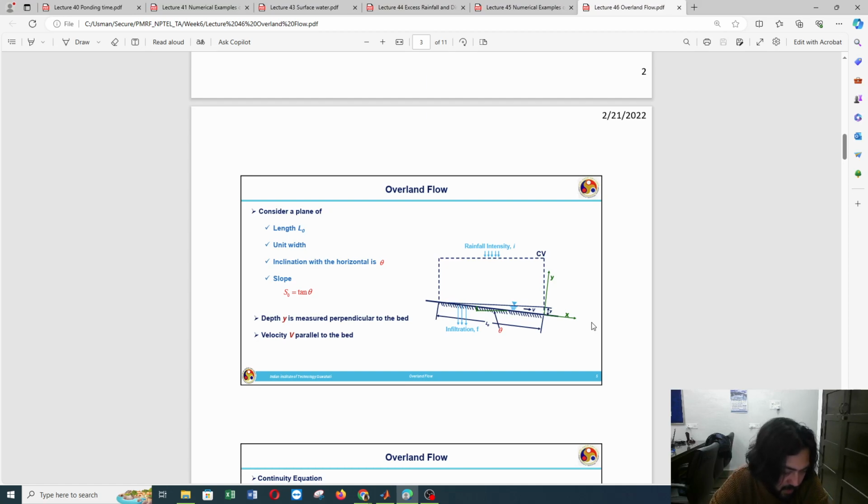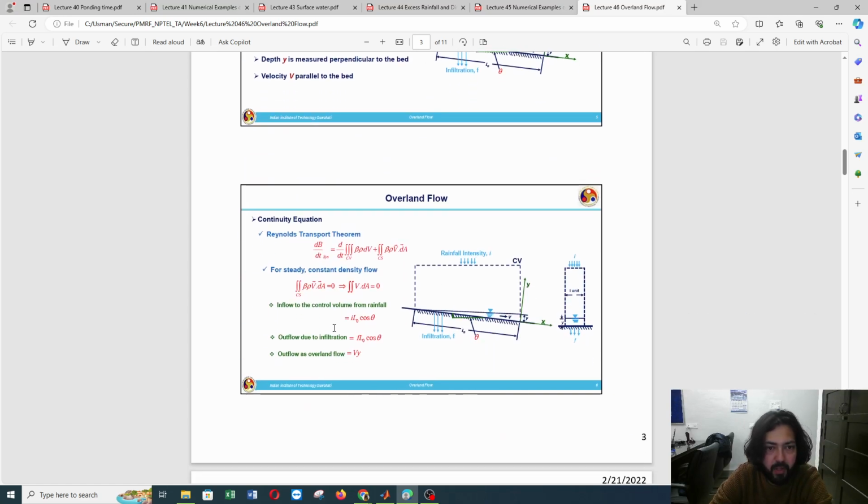The next term is v, velocity. We know what velocity is. It is the velocity of the flowing water, but it should be parallel to the ground surface. And the last term is L0, which is the length of ground which we are considering. So there are 5 terms which we have named initially. If we know the value of theta, we can calculate the slope also, right? So they have calculated the value of slope.